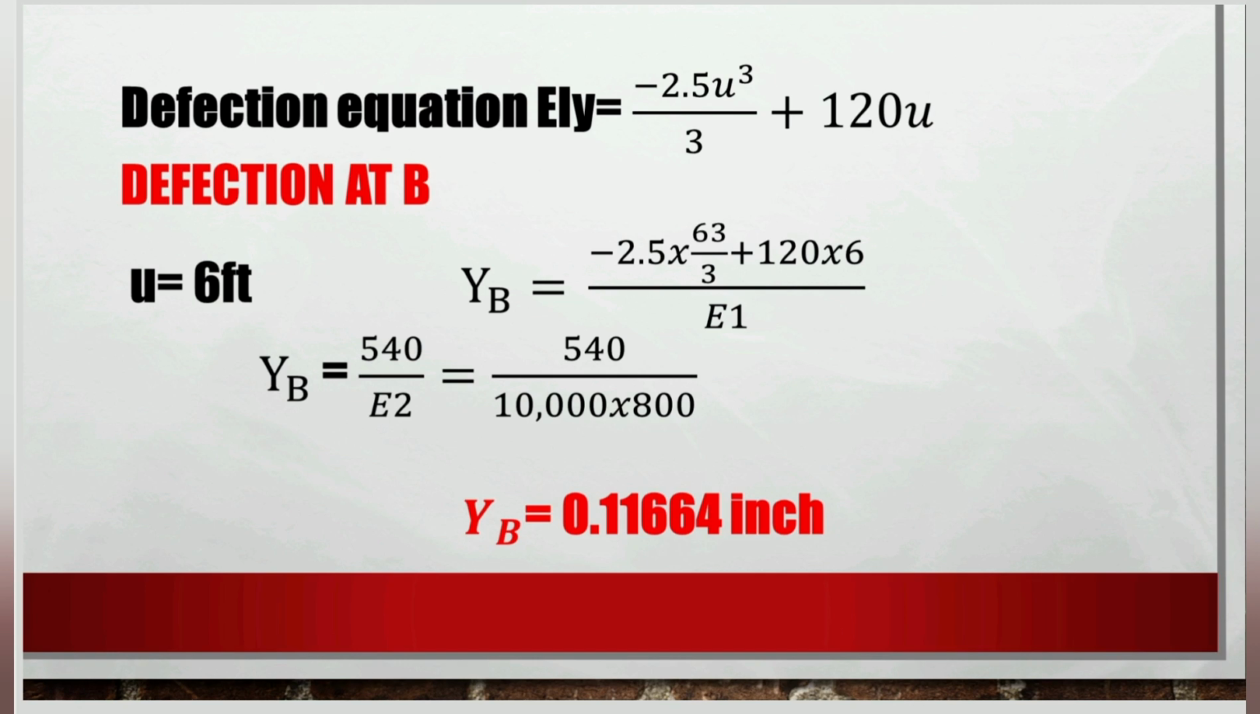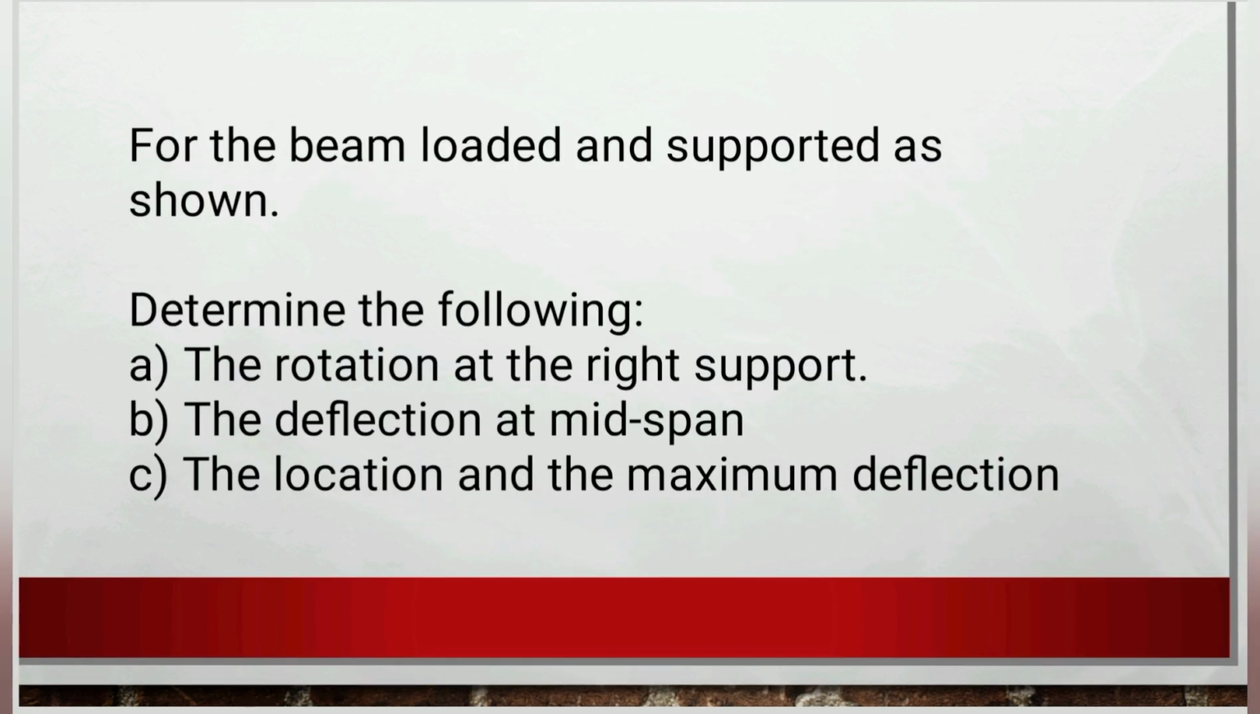We have our yB equal 0.11664 inches. For the beam loaded and supported as shown, determine the following: A, rotation at the right support; B, the deflection at midspan; the deflection at the location; and the maximum deflection.